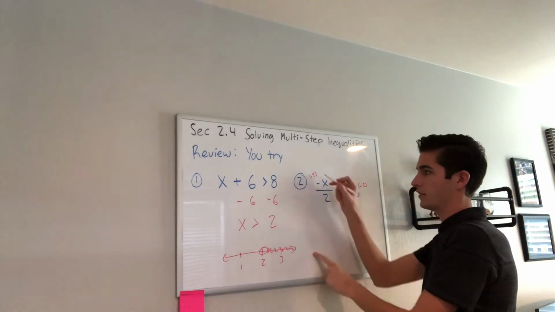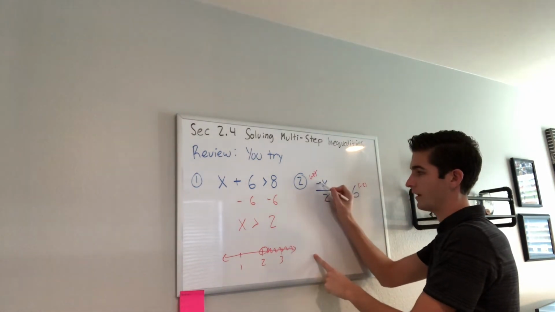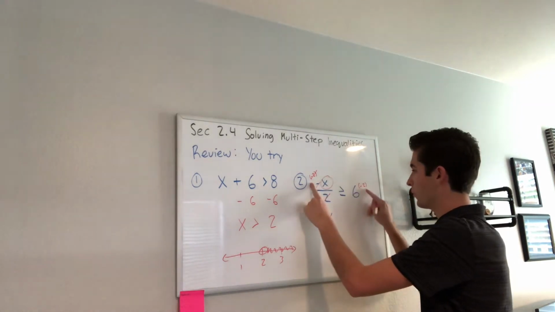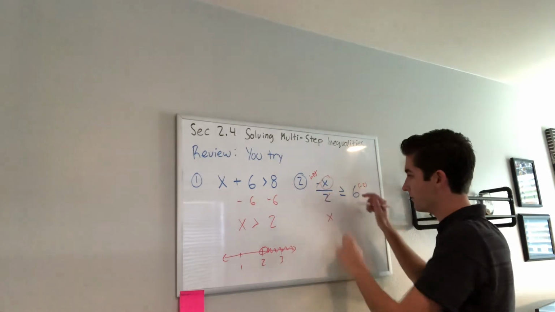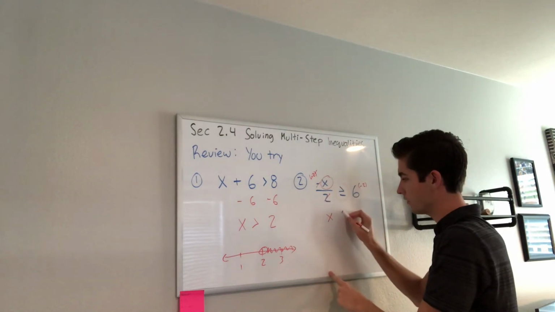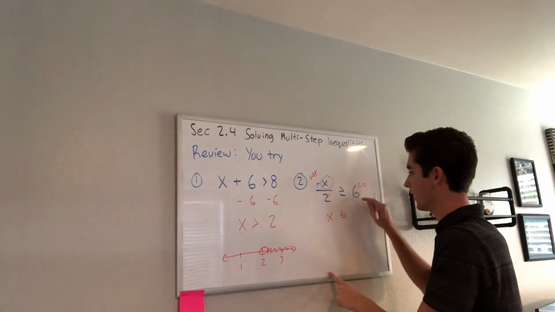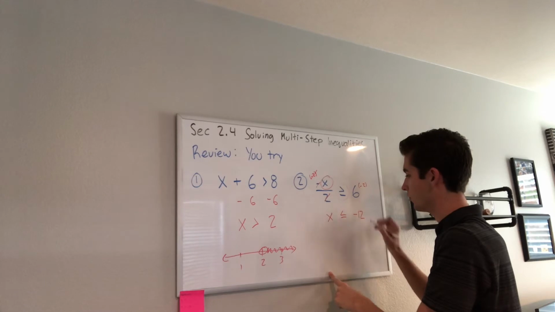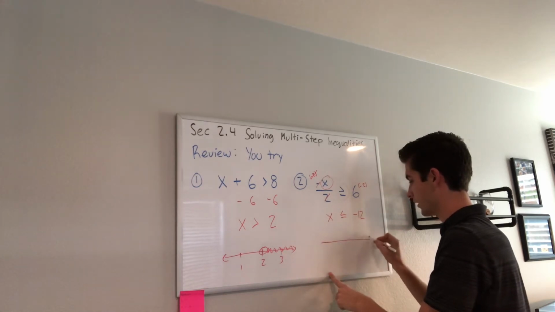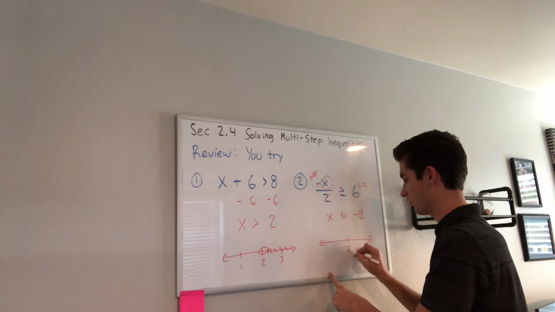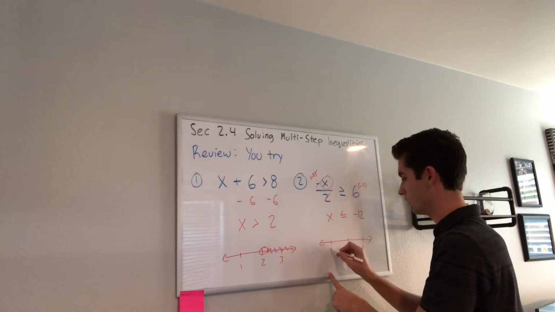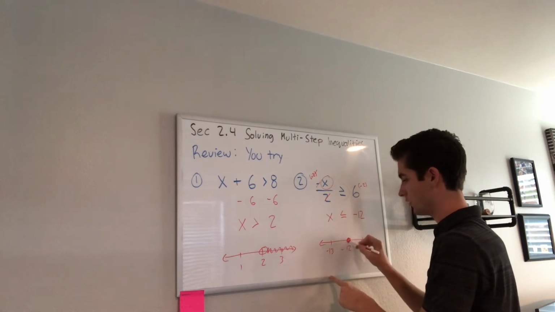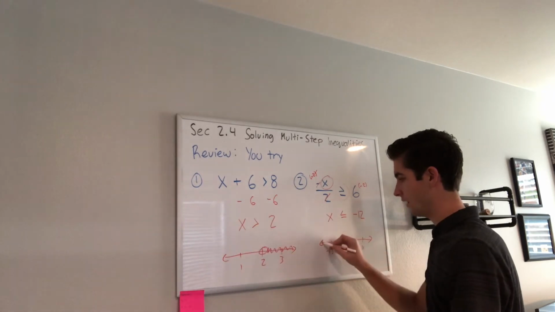And when we do that, this negative cancels with the 2 and the negative, leaving us with x. But remember, when we multiply or divide by a negative, we have to switch this sign around. And then 6 times negative 2 gives us negative 12. What does it look like graphing? We got negative 12, negative 11, negative 13. Closed dot on negative 12 and shade to the left.